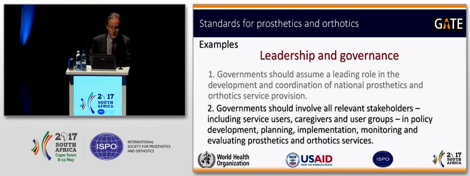Standard number 2 reads that government should involve all relevant stakeholders, including service users, caregivers, and user groups, in policy development, planning, implementation, monitoring, and evaluating prosthetics and orthotic services. As I said initially, this is not a job or a task that governments can take on alone. There are a number of stakeholders that need to be involved, and this needs to be coordinated then. So those are examples under leadership and governance.